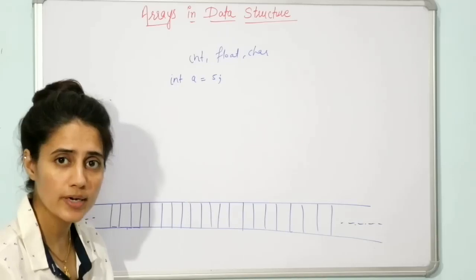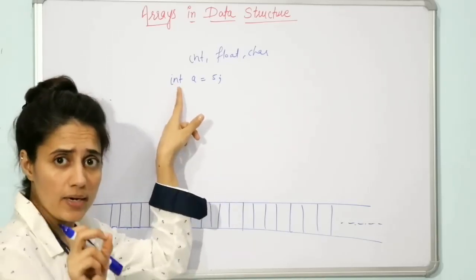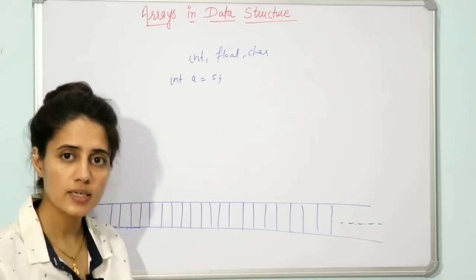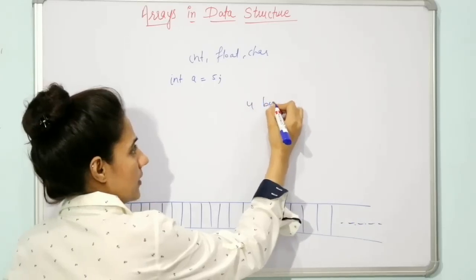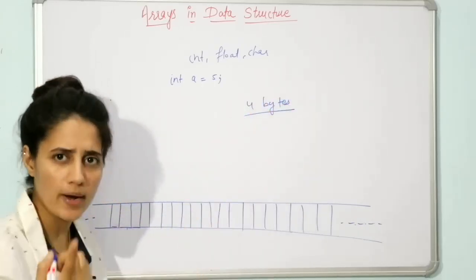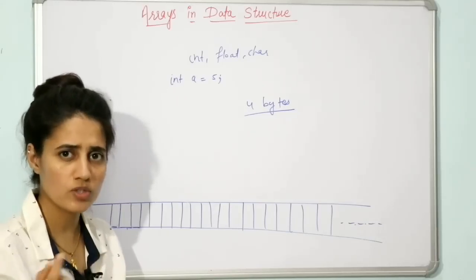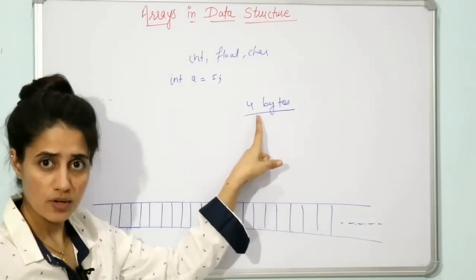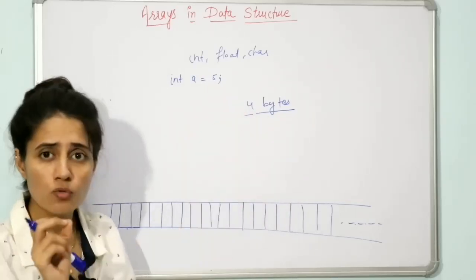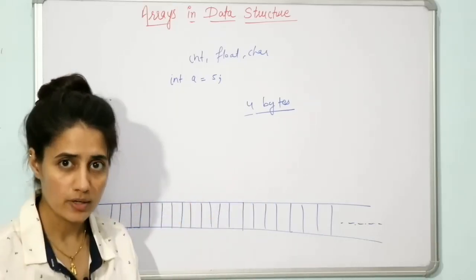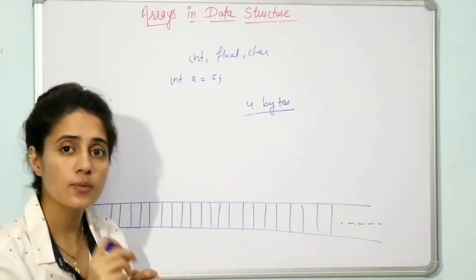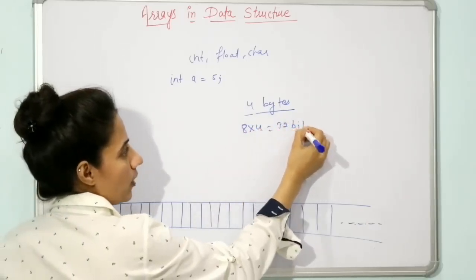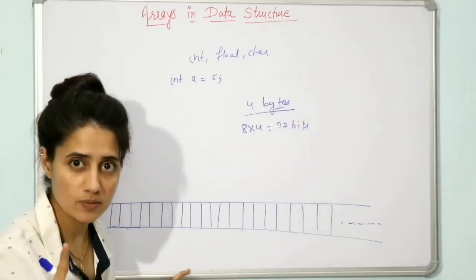How much space would be allocated? See, the data type int, how many bytes will it take? 4 bytes. In typical compilers, to store an integer data type, it will take 4 bytes. In traditional compilers, we consider it 2 bytes. So you can say 2 or 4, it's up to you. Generally we take 4 bytes. Since we have only one integer, 4 bytes would be allocated. It means how many bits? 8 into 4, that is 32 bits, because one byte is equal to 8 bits.